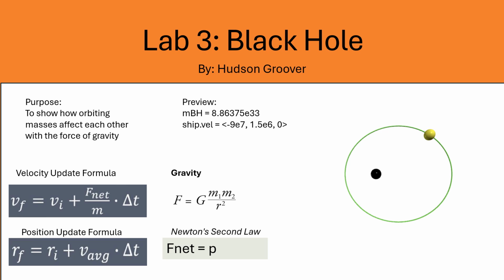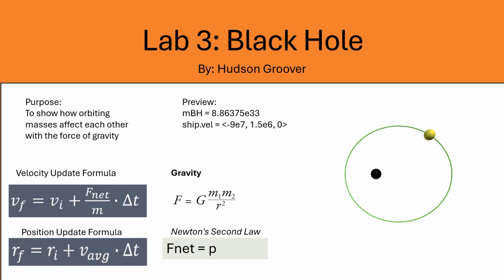And this is Lab 3, Black Hole. The purpose of this lab is to show how orbiting masses affect each other with the force of gravity. So this will be involving the velocity update formula, position update formula, the force of gravity formula, and Newton's second law.